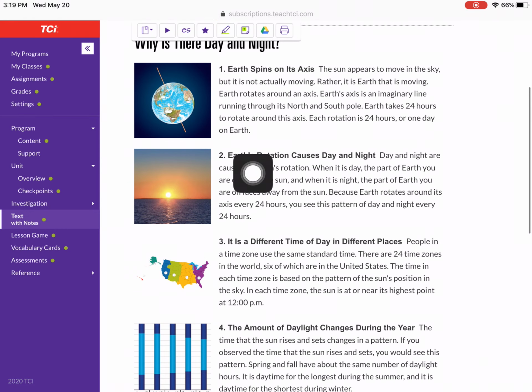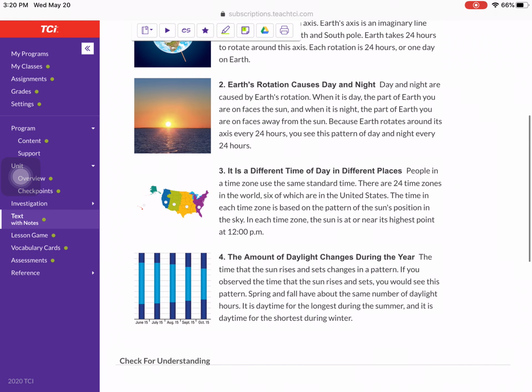Section 2. Earth's rotation causes day and night. Day and night are caused by Earth's rotation. When it is day, the part of the Earth you are on faces the sun, and when it is night, the part of the Earth you are on faces away from the sun. Because Earth rotates around its axis every 24 hours, you see this pattern of day and night every 24 hours.